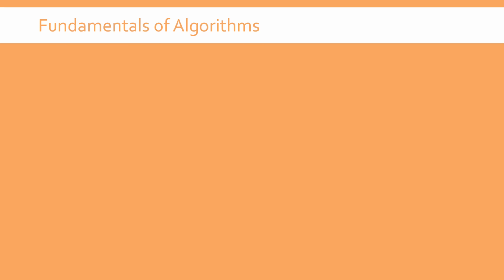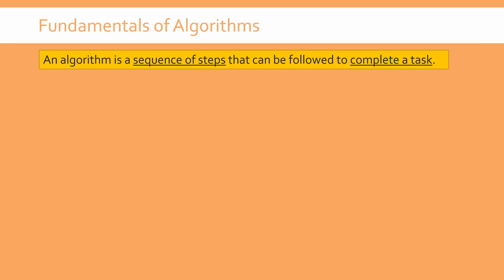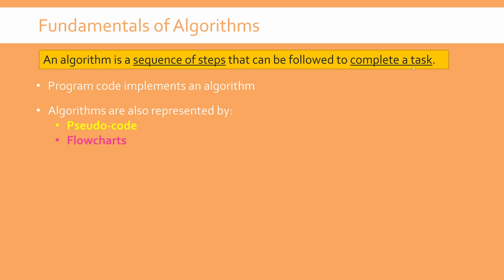Starting with algorithms. An algorithm is a sequence of steps that can be followed to complete a task. When we are writing program code, we are implementing an algorithm, and perhaps before we do that, we can also represent algorithms in two other ways. Now, pseudocode is this fairly relaxed version of program code which should be understood by any programmer. AQA have come up with their own version of pseudocode. Now, all of us can write our own pseudocode in different ways, but AQA will have a fairly typical, fairly recognizable version.